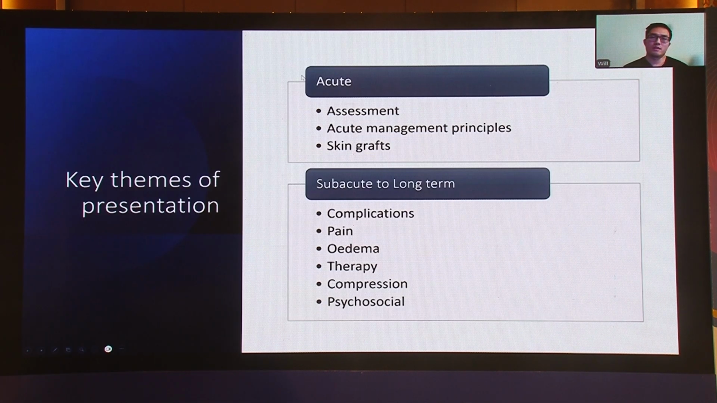A lot of the data and information that you'll see today is from the Agency for Clinical Innovation, which is from the Australian, or I should say New South Wales, guidelines for a lot of our rehabilitation. What I'll be talking about is the acute management of burns, followed by the subacute and long-term management, which includes managing complications, pain, edema, therapy, compression, and also psychosocial issues.